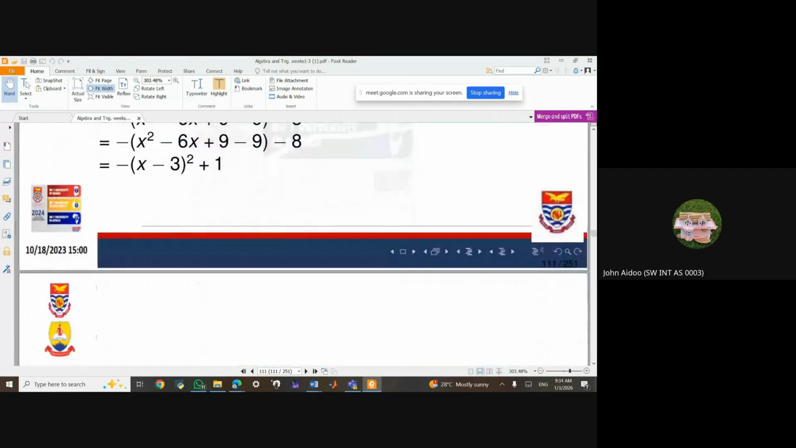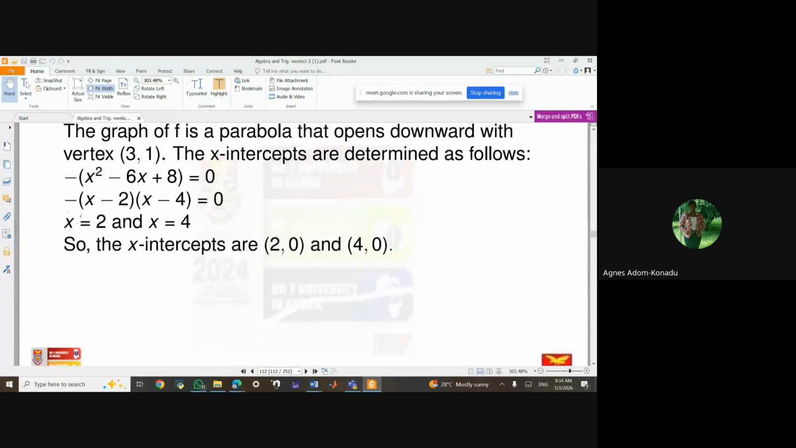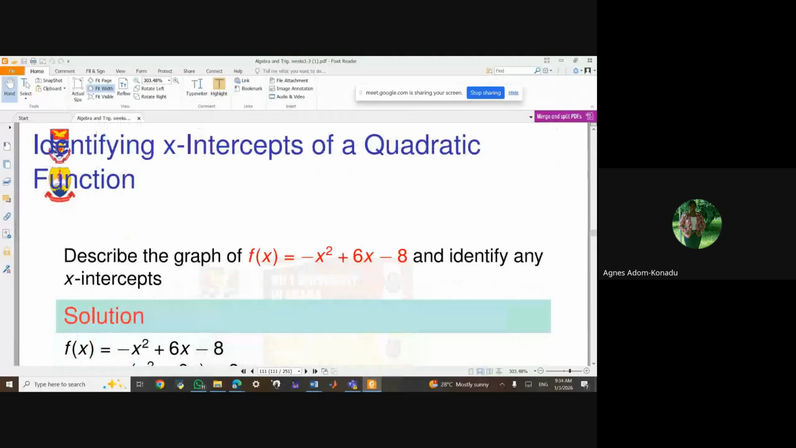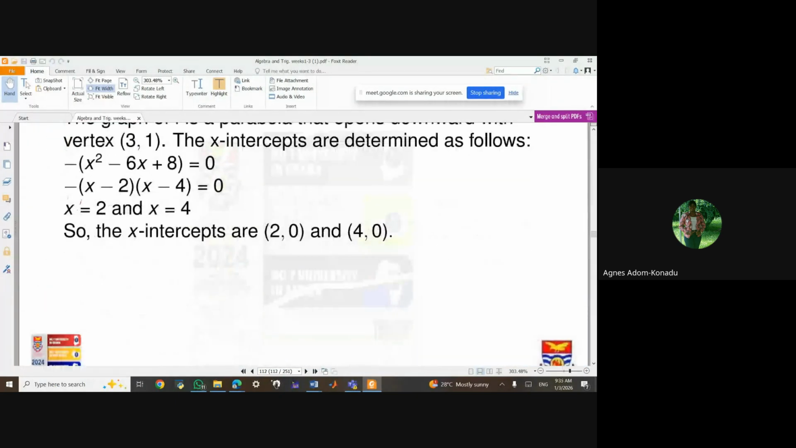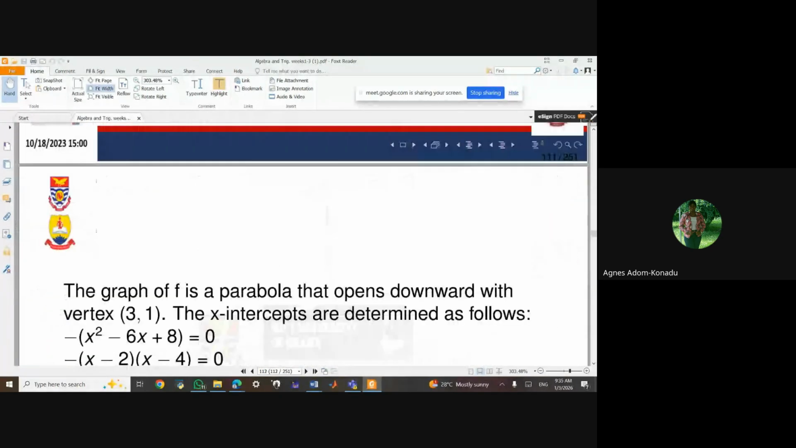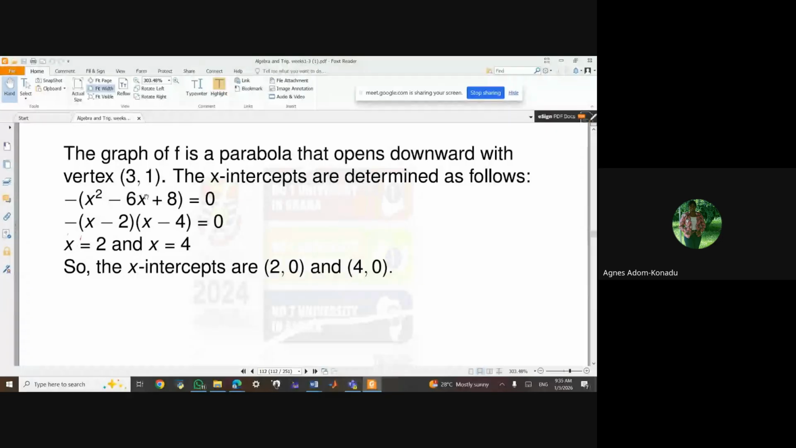Yes, please. Okay. So it says that the graph of f is a parabola that opens downwards with vertex (3, 1). I think the question was to determine something. It says to identify any intercepts. So finding and determining any intercept means that we have to go the extra mile to solve. So I have to solve for the x-intercept, the quadratic. We know that at the x-intercept, y is equal to 0.